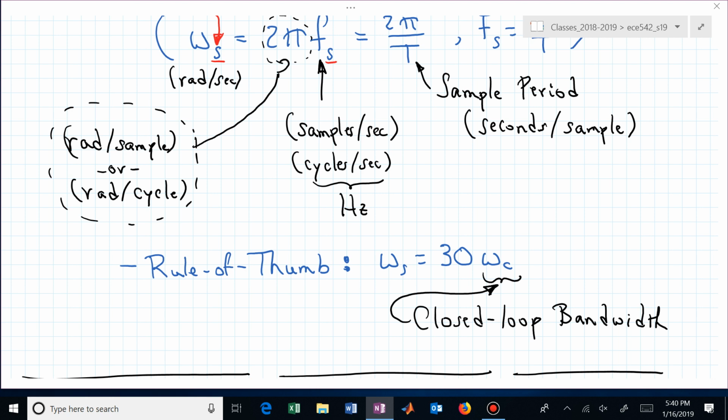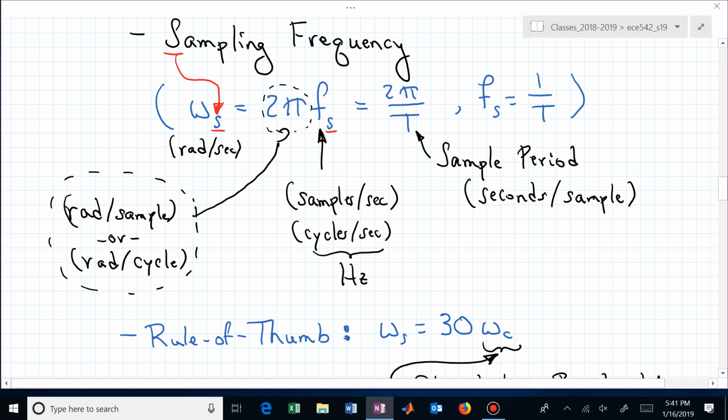And here's a rule of thumb. So if you want to write this on your thumb, that's okay, but it'll probably be on your crib sheet. The rule of thumb that we will sort of live with this semester is we will say, let's sample omega sub s 30 times the closed loop bandwidth. Omega sub c might be how fast we want our system to behave. Maybe we want it to operate at 5 radians per second. Maybe that's omega sub c. Then we would want our omega sub s to be 30 times that. And that's just a rule of thumb. But that's something to sort of guide us in how do we select the sampling frequency.